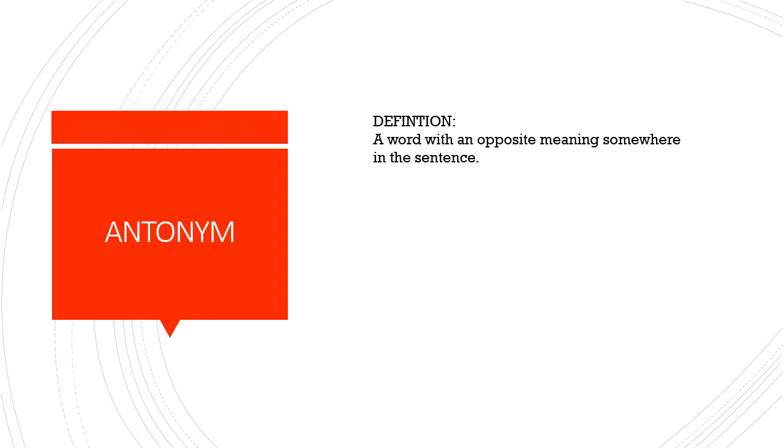The second type of context clue that authors sometimes put in their writing to help readers define unknown words are antonyms. And antonyms are basically words with an opposite meaning somewhere in the sentence.